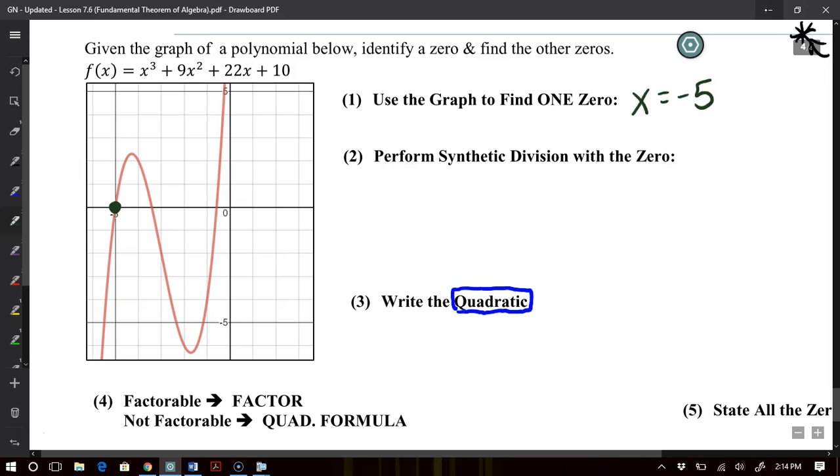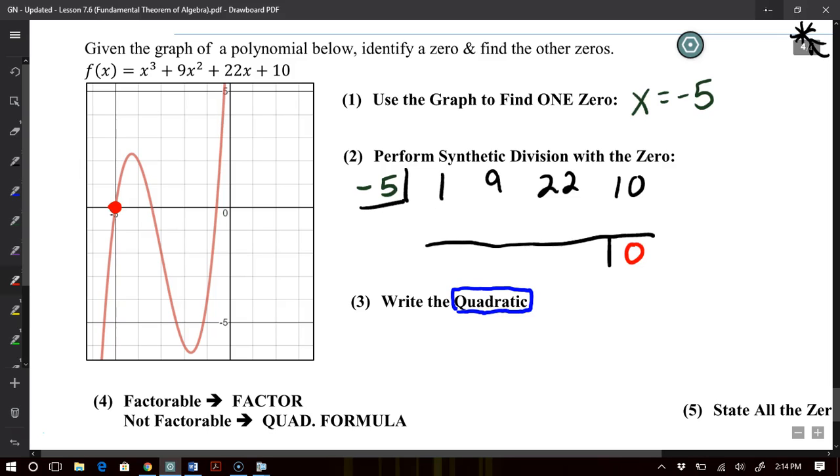I can't tell what the other ones are exactly. We're not going to guess. So I'm going to use -5 to perform synthetic division. Seems like we're repeating the same process over and over, which is good. We're going to become masters of it. So if I can see that it's a 0, that tells me my remainder when I do synthetic division better be 0. So let's find out if we can do synthetic division right.